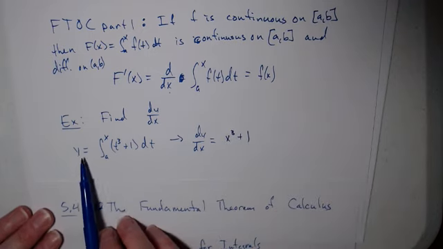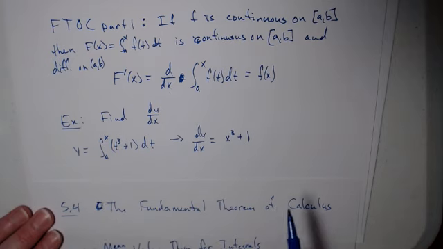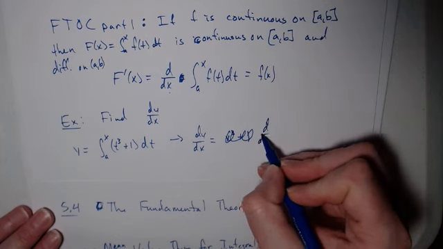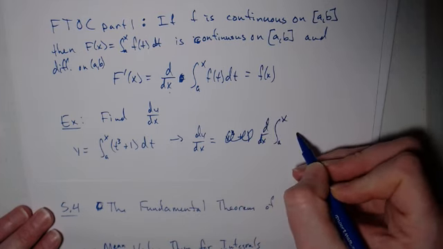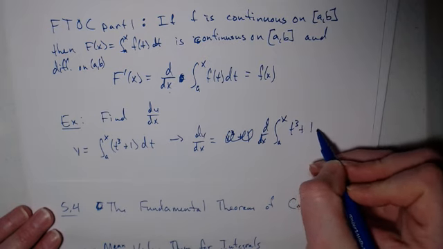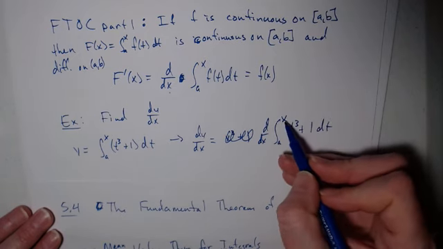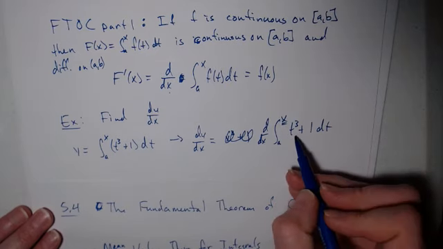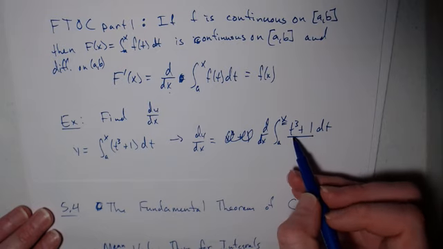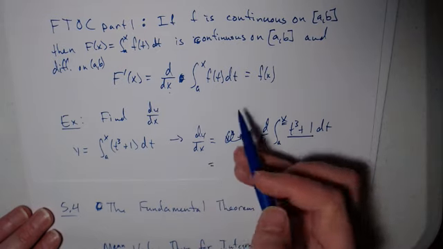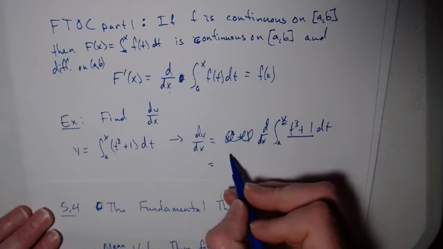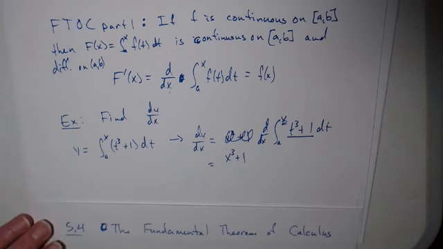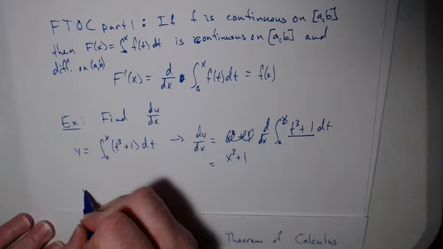That's all we're doing here. Maybe I'll do a couple extra steps. It is equal to the derivative with respect to x of the integral from a to x of t cubed plus 1 dt. You can see that we're taking the derivative with respect to x. That's the top limit. There's no x's anywhere else. So every place in the integrand that there was a t, I now put an x. That's exactly what the fundamental theorem part 1 says. So that's how I got my x cubed plus 1.